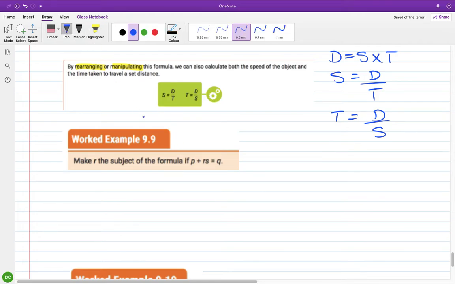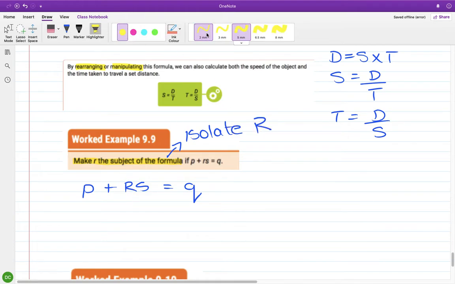All right. Okay, so we've been given this formula here, which is P plus rS equals Q. And the question says make r the subject of the formula. What that means is a bit like what we did earlier when they asked you to solve. We want to isolate r. We want r on its own, on one side of the equation with everything else on the other side.